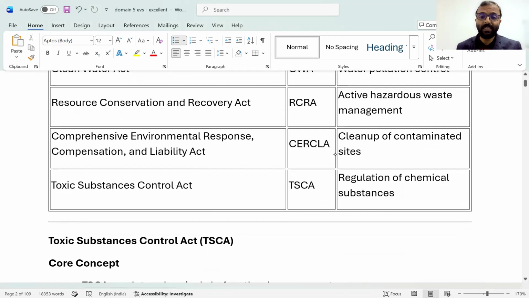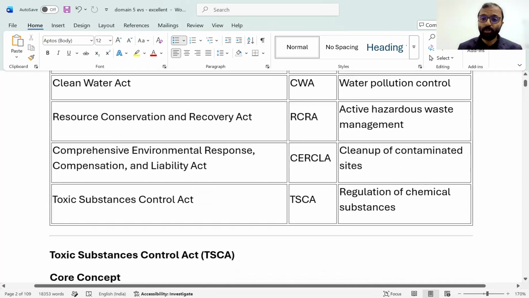And then Toxic Substance Control Act. So Toxic Substances Control Act, TSCA, means regulation of chemical substances. Regulation of chemical substances means what? See, if you want to introduce new chemicals, or there are so many very dangerous chemicals and all, they will come in TSCA. Okay. So these are the five most important acts of the Environmental Protection Agency, EPA.